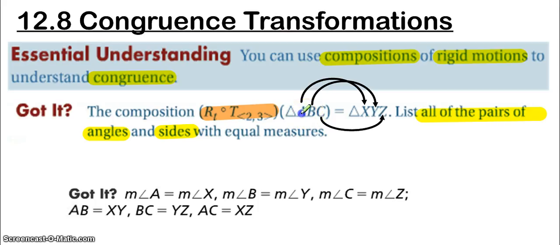So when I start my sides, we have AB congruent to XY. Then I would have BC congruent to YZ, second, third. And then I would take my third and my first and have CA or AC congruent to XZ.